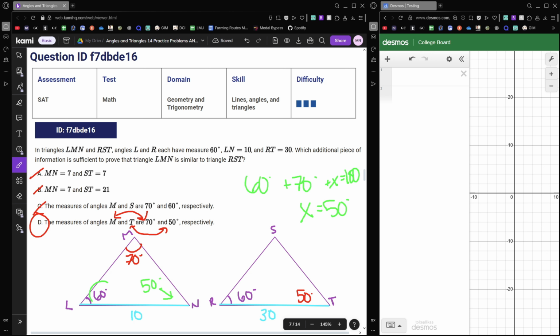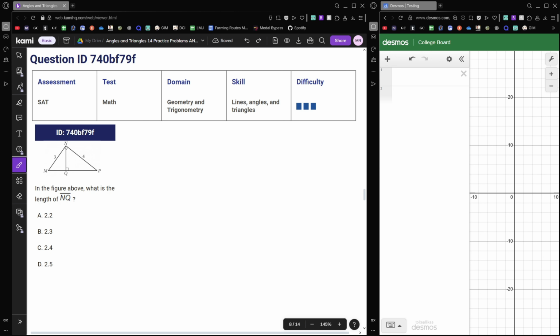Now we have two angles that are congruent to each other in both triangles, which means it's the angle-angle proof, so that would prove that the triangles are similar. Question number 8. In the figure above, what is the length of line NQ? So we're trying to find the length of this line right here.